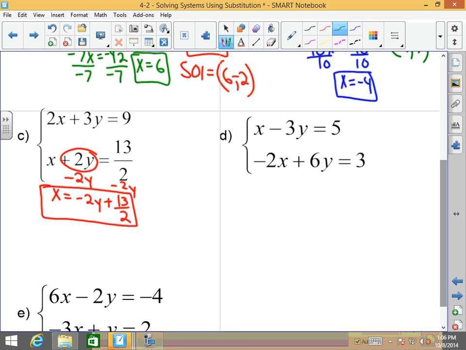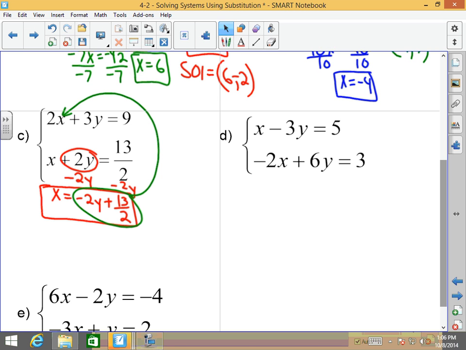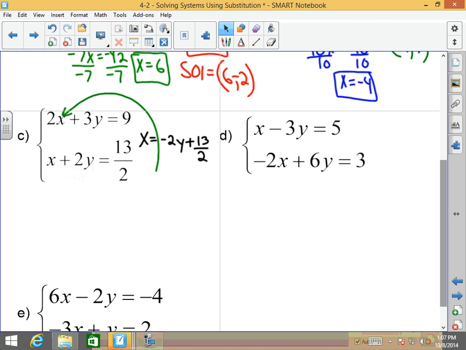Now I'm going to take this x value and plug it into the x of the other equation. Does that make sense? Yeah? Okay, let me rearrange this so I can have space here. So we said that x equals negative 2y plus 13 over 2. Okay, I'm going to erase this so I can have space.